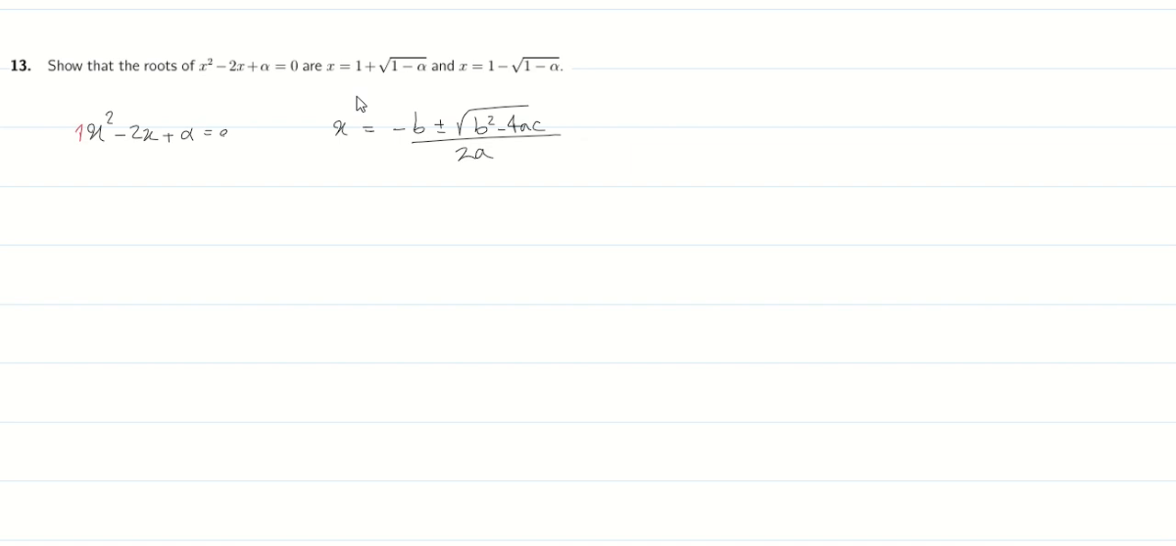Our a value in here is the coefficient of x squared, which is 1. B value is the coefficient of x, which is negative 2. And our c value is the constant, which is alpha. So we're going to just substitute the values into the formula.